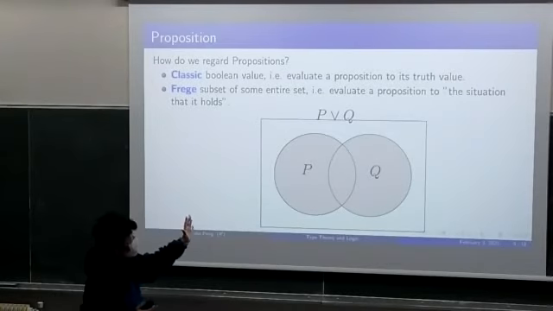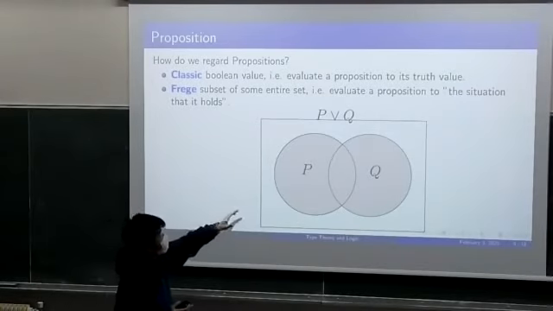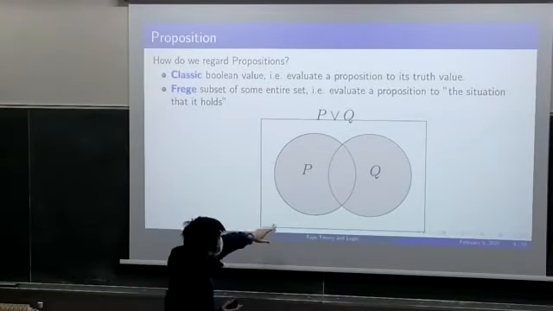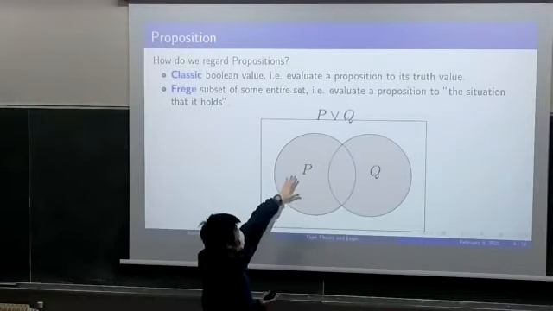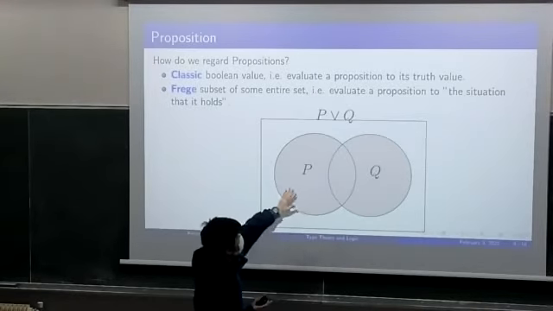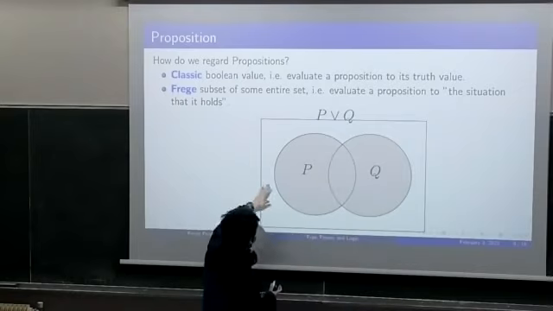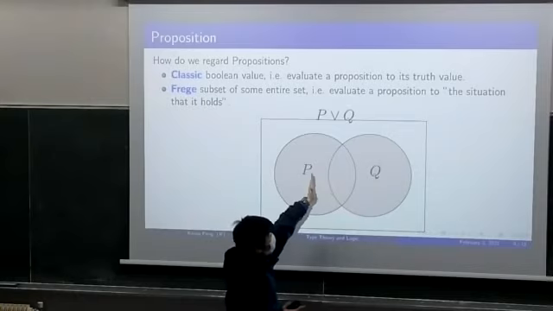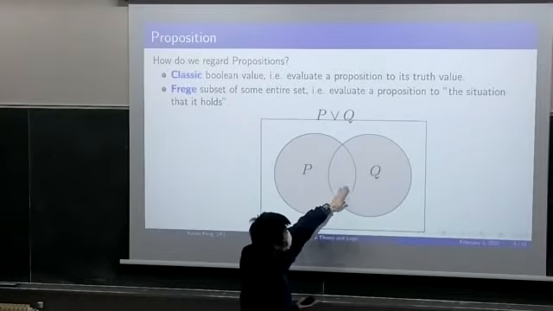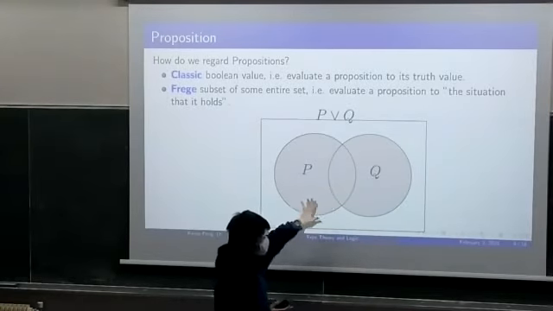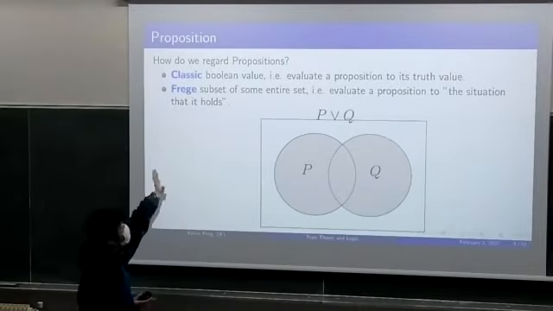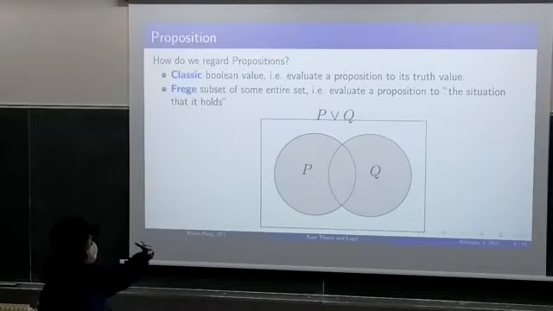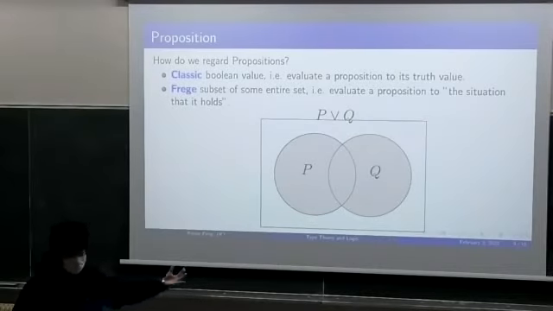He comes to another idea: we can interpret a proposition as a subset of some entire set. So maybe we can interpret this subset as the situation in which the proposition holds. If the "and" or "or" of two propositions becomes the union of two sets, then we can interpret a proposition as a set. So this may give you a hint that we can transform a proposition into another thing.